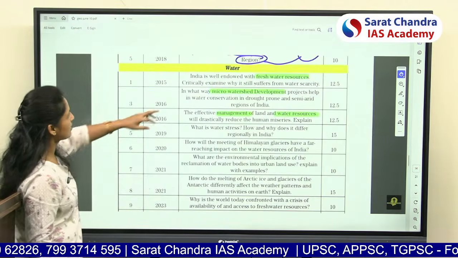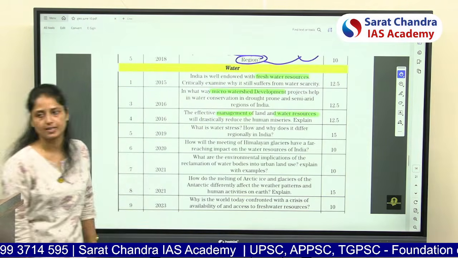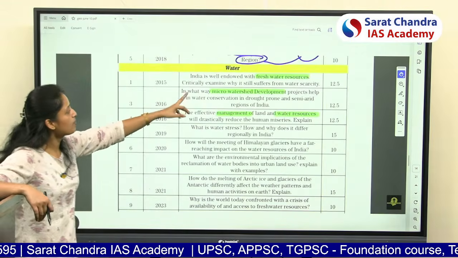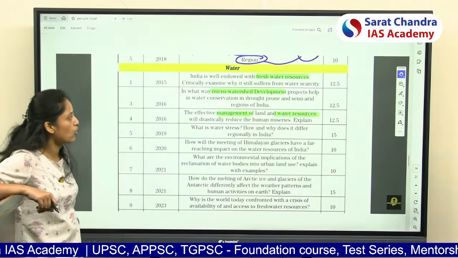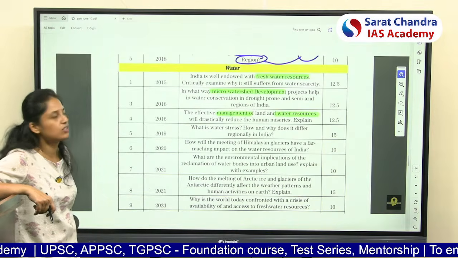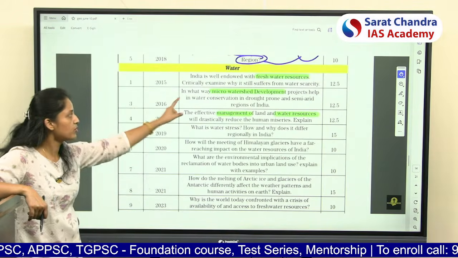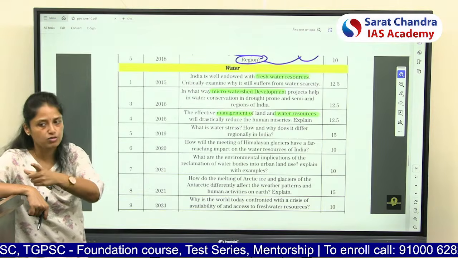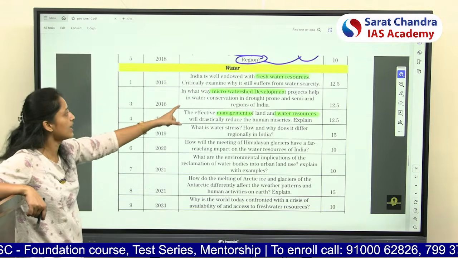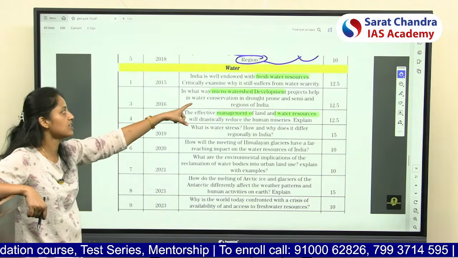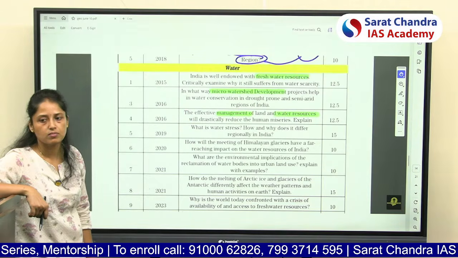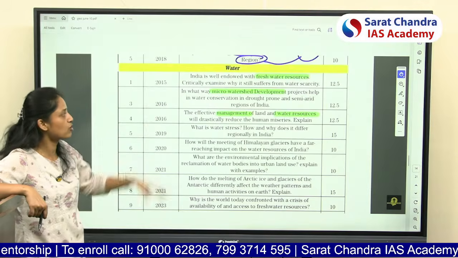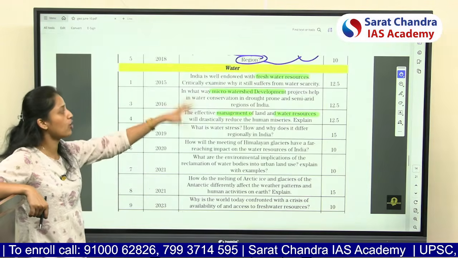Yes, just now we discussed the freshwater resources and scarcity. Next, in what way does the micro watershed development project help in water conservation in drought prone and semi-arid regions of India? So when you read about the solutions, add solutions for water scarcity, and in that add one solution as micro watershed development. Right, so this is one of the solutions, micro watershed development.